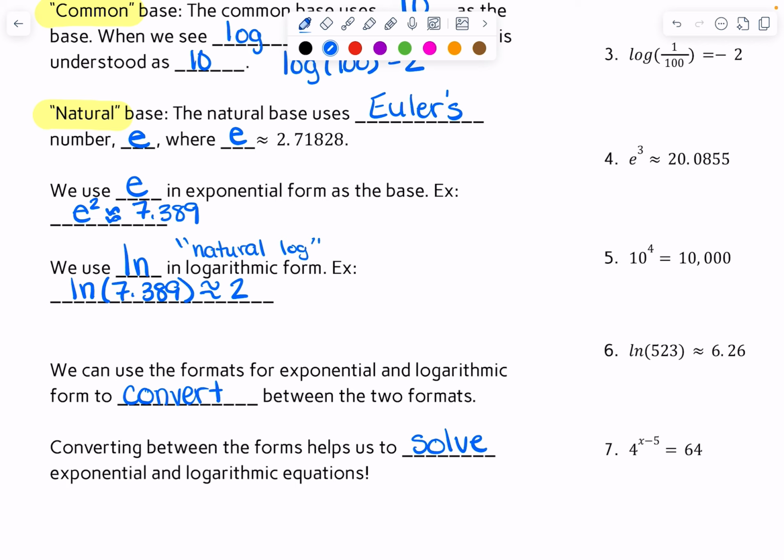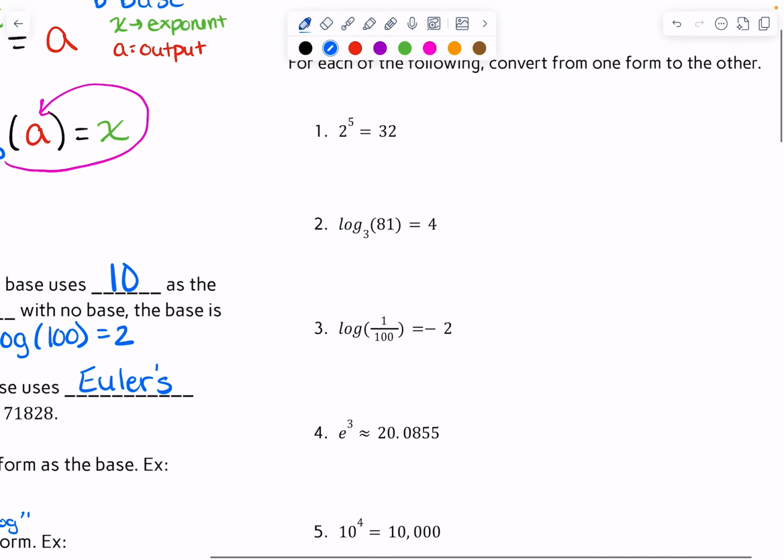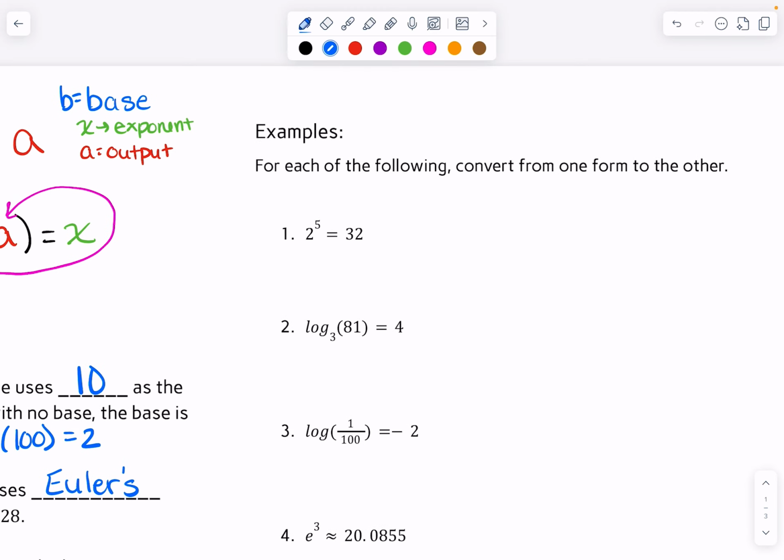If you have a not easy question, like 2 to the x power equals 8, well, for a lot of us, we can just figure that out. Oh, x has to be 3. But what if you had 2 to the x power equals 3.9? Well, we don't have a way to solve that, so we can use logarithms to help us solve that. Let's look at some examples here of how we can convert from one format to the other.